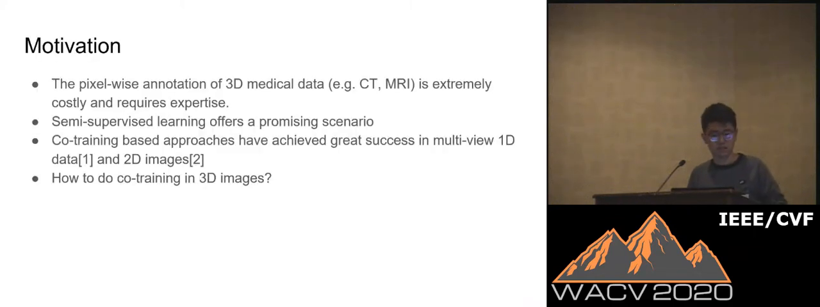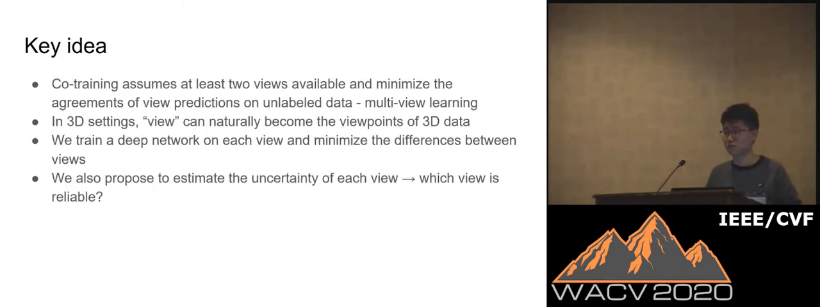The motivation is that pixel-wise annotation of 3D medical images is extremely costly and requires extra expertise. So why don't we find a semi-supervised learning framework to address this problem? Co-training is a typical theory for semi-supervised learning and has achieved great success in multi-view 1D and 2D data. Co-training assumes at least two views are available and minimizes the disagreement of view predictions on unlabeled data.